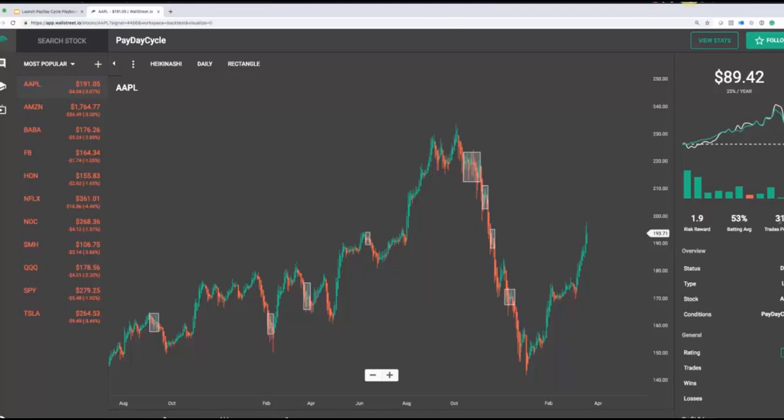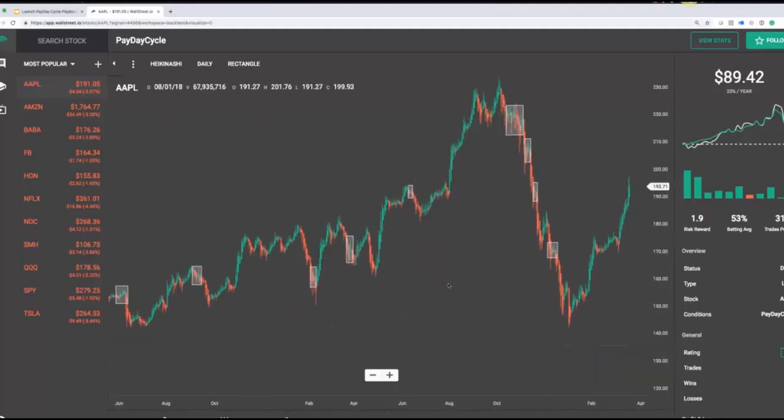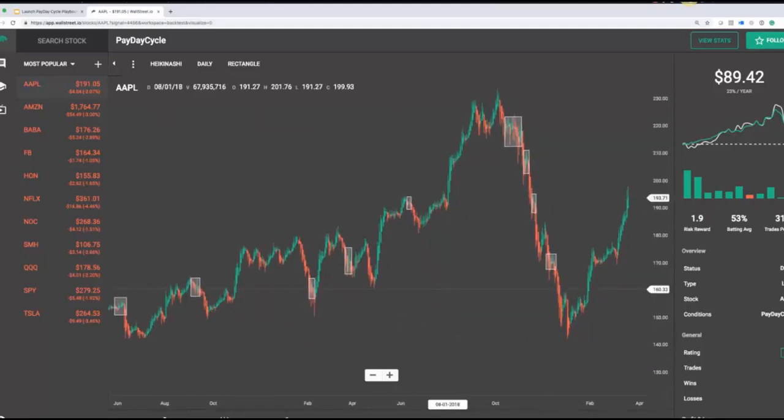So if we have 31 trades a year and a 53% batting average, then 15 of these trades are not going to work out. So the question becomes, how do we apply a secondary strategy or indicator to this strategy of payday cycles, which already, by the way, I know I'm saying 15 losers, but this strategy is very profitable even with that because of the risk reward. But the question is, how do we improve it and how do we make it even better?